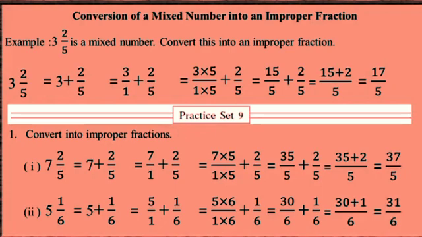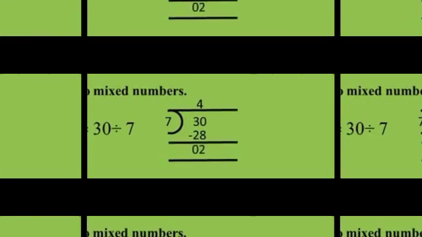Let's see the next question. 5 1 upon 6. That is 5 plus 1 upon 6. So let's make the denominator equal by multiplying denominator and numerator by 6. See here, 5 6s are 30 upon 1 6 is 6, means 30 upon 6 plus 1 upon 6. So denominator will remain as it is, 6. 30 plus 1 is equal to 31. Answer is 31 upon 6.